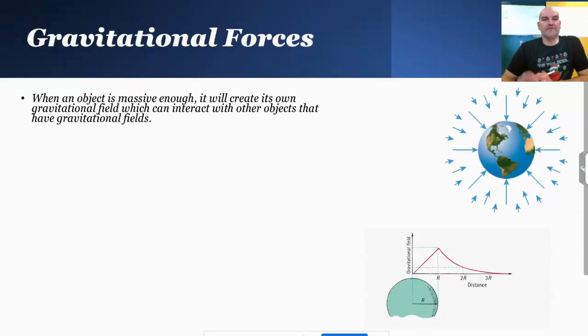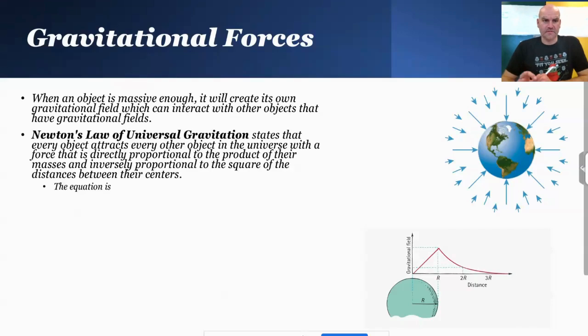So basically, think about this. All objects have gravity or a gravitational field. They're all going to affect each other. Okay, so Newton came up with this idea that every object attracts every other object in the universe with a force that is directly proportional to the product of their masses and inversely proportional to the square of the distance between their centers. So he came up with an equation that says F equals G m1 m2 over r squared.